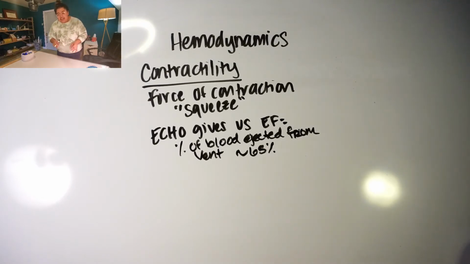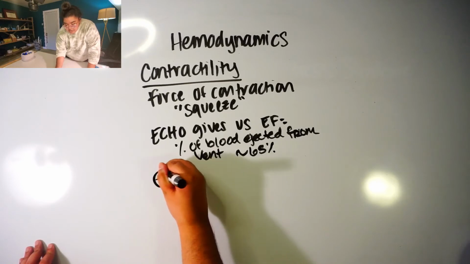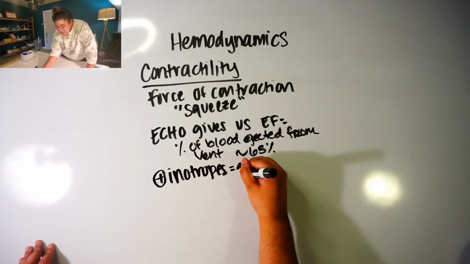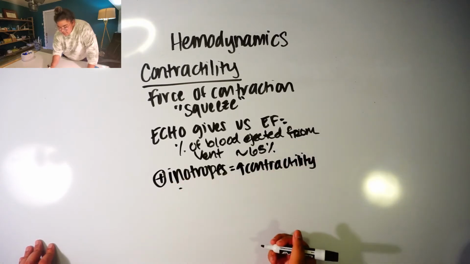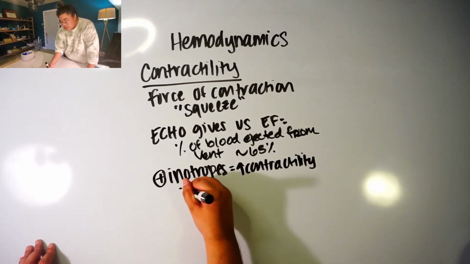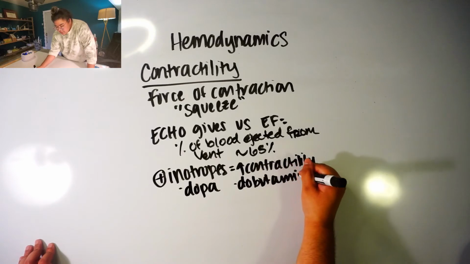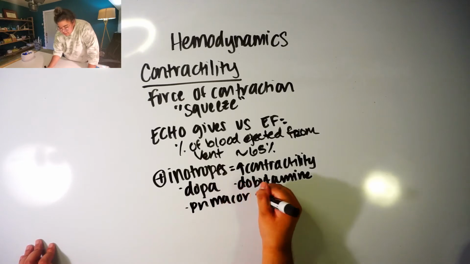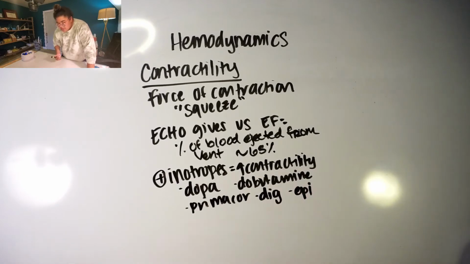So we can actually increase or decrease the heart's contractility, or the force of contraction. And the medications that do this are inotropes. So we have positive inotropes, and positive inotropes increase contractility. Some of the medications that are positive inotropes include dopamine, dobutamine, Primacor, also known as Milrinone, Dig, Epi. These are all positive inotropes, okay?